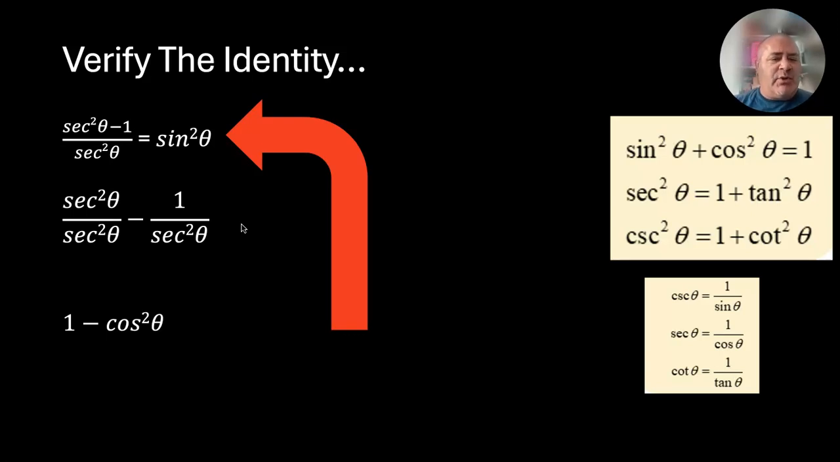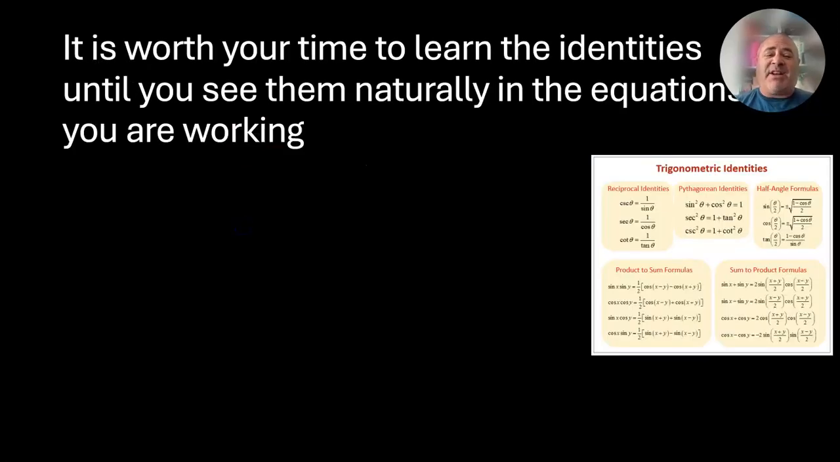So the best thing to do with these is just play around with them, and you'll find that as you begin to recognize them, they actually become fun. But it's worth your time to learn the identities until you just start seeing them naturally in the equations that you're working. Most of the time when you're working with these, unless it's a section on trig identities, you're not going to have something like this in the side saying, hey, look for these identities. But you'll start recognizing them quicker than you think. But you're going to have to practice them. It's why you have sections on this.